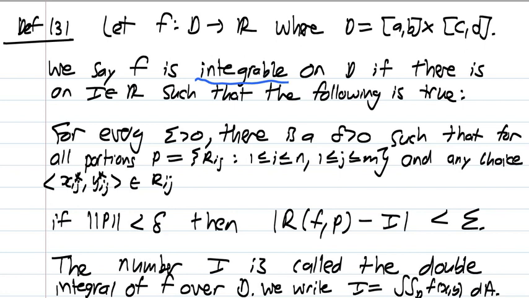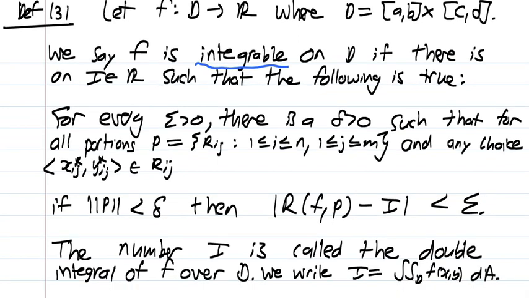less than delta. So sometimes you've got to have lots of subrectangles, but this is the definition for f to be integrable on rectangle D. And this magic number I will be called the double integral of f over D. And we're going to have this beautiful notation where we say I equals the double integral of function f over region D. And because this is a double integral, we're going to end it off by writing dA, telling ourselves that this is a double integral over rectangle D. So this is the notation, and this is what it means for a function to be integrable on rectangle D.